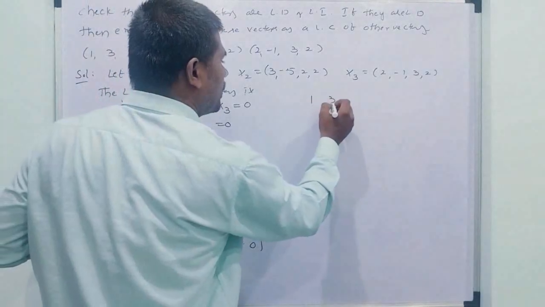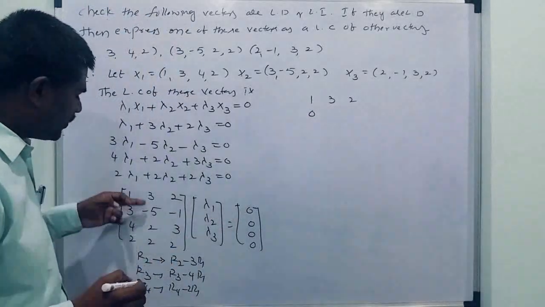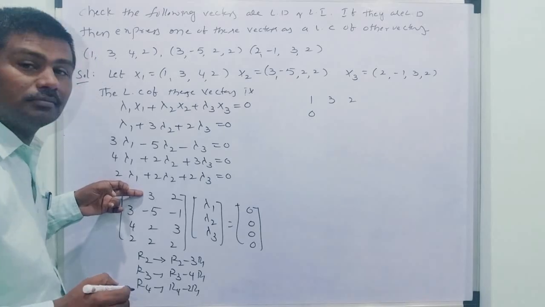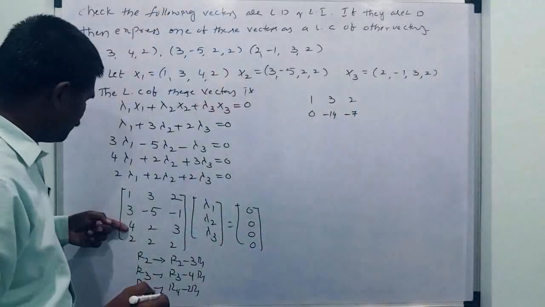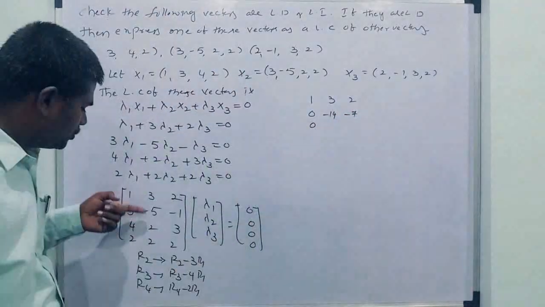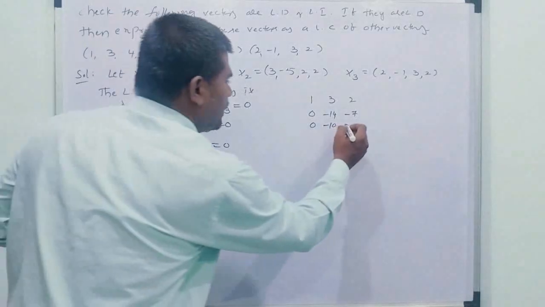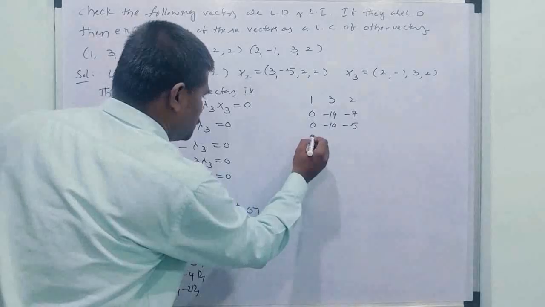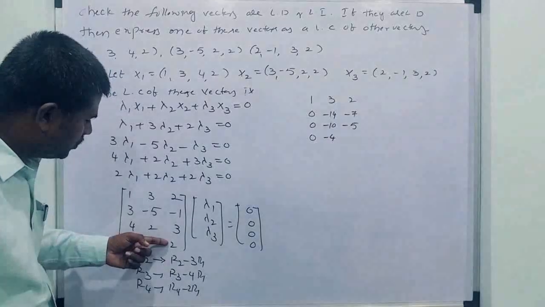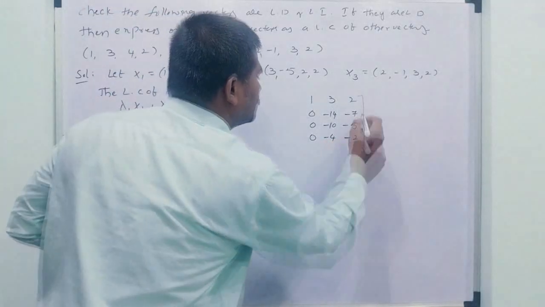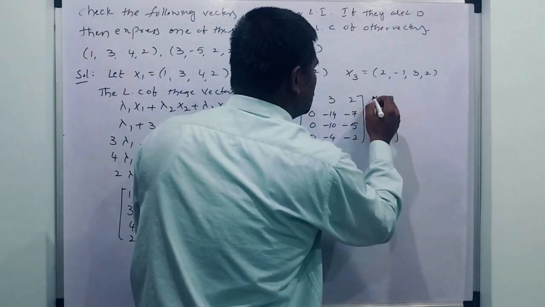No change in the first row. 1, 3, 2. 3 minus 3, 0. Minus 5, minus 9, minus 14. Minus 1, minus 6, minus 7. And 4 minus 4, 0. 2 minus 12, minus 10. 3 minus 8, minus 5. 2 minus 2, 0. 2 minus 6, minus 4. 2 minus 4, minus 2, into lambda 1, lambda 2, lambda 3 equal to 0, 0, 0.